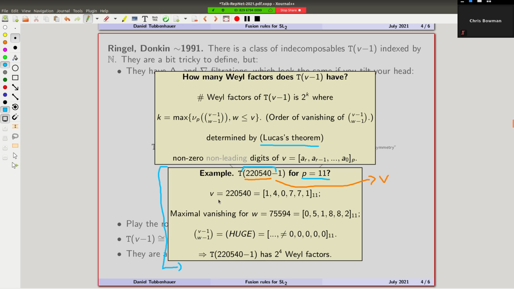What you do is you express this periodically, and this is how it looks. And you basically look at the maximal vanishing obtained if you look at the binomial, and you know how this looks by Lucas' theorem. You would count 4 zeros at the end, so this vanishes of order 4. And this means this guy has 2 to the 4 Weil factors. So the number of Weil factors is always a power of 2. And the power of 2 is given by the vanishing of the V binomial given by Lucas' theorem.